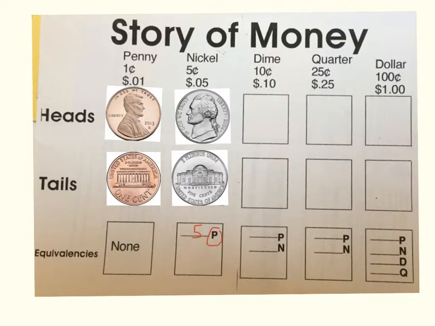A nickel is worth 5 cents. You could also write it with the $ sign, 0.05. What that means is 5 pennies could go into 1 nickel. You could also say that 5 pennies are equivalent to 1 nickel.